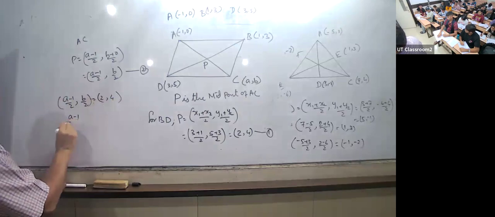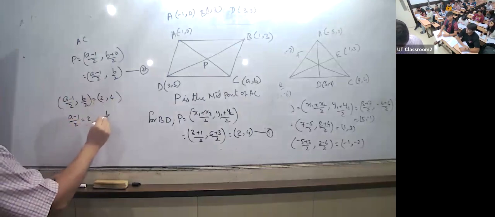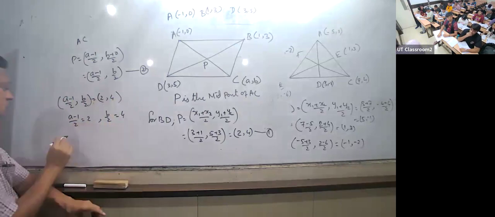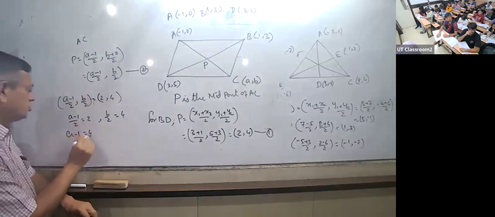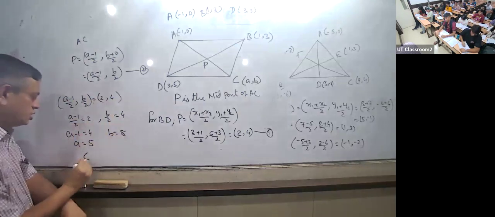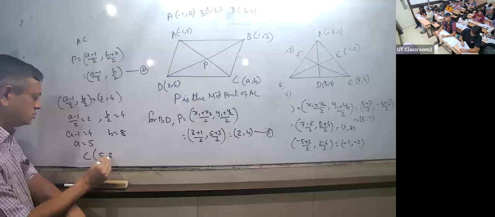Equate: (a minus 1)/2 is equal to 2, and b/2 is equal to 4. Got the answer? a minus 1 is equal to 4. a is equal to how much? 5. b is equal to 8. Therefore, the coordinate of C is 5 comma 8.